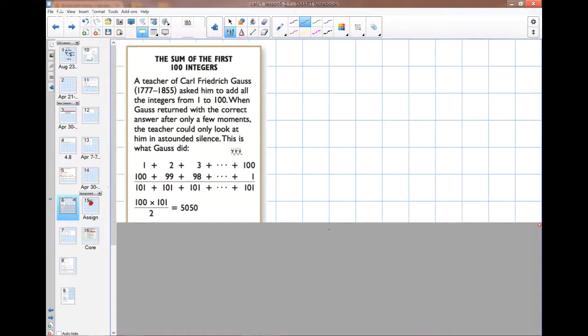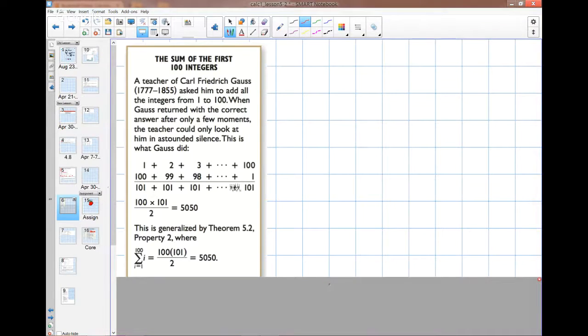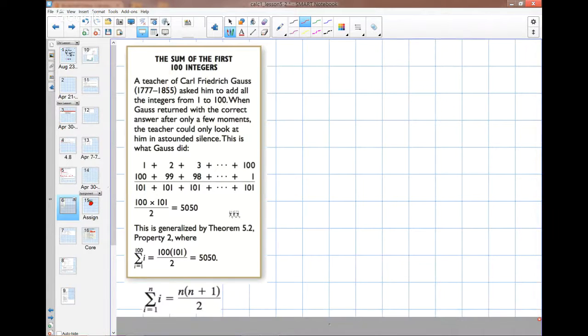So now what Gauss did is, he came up with one of the theorems. And the theorem is this one on the bottom of the page. Excuse me. Sorry about that. So if you add up the first n numbers, it's the same as taking n times n plus 1, divided by 2. That's what Gauss basically figured out.